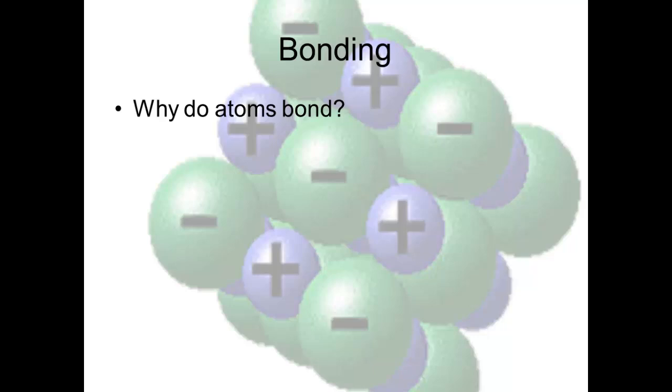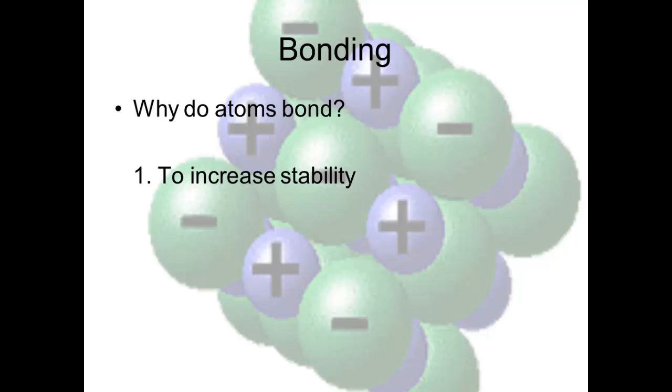Okay, so background information. Why do atoms bond in the first place? Why do we get compounds? It has to do with their electrons. It also has to do with how stable they are.